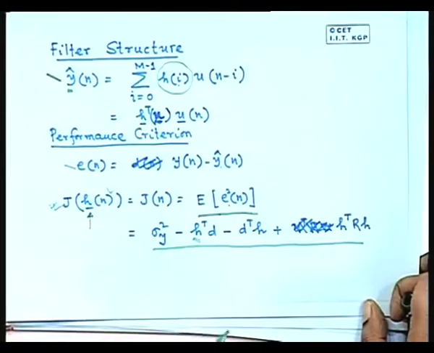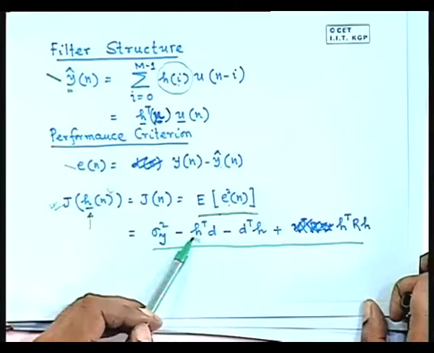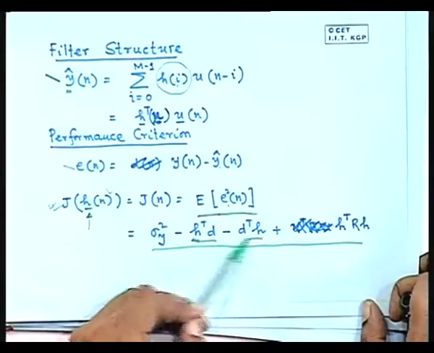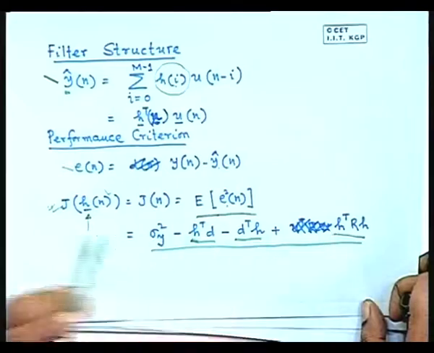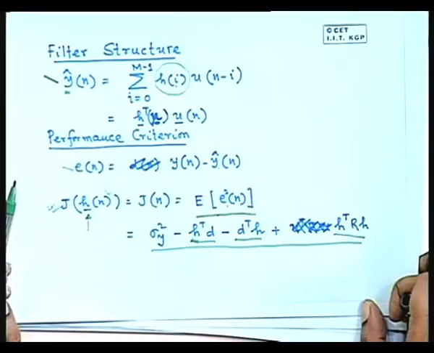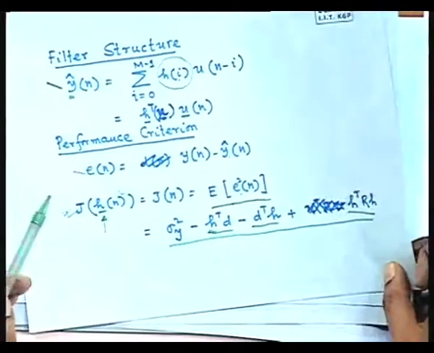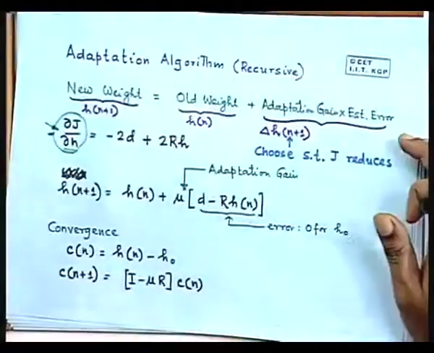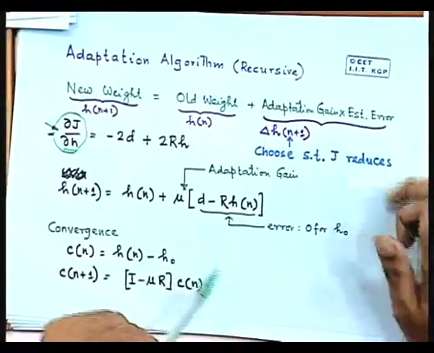So we find del J del H from here. That's very easy to find. This term will give you a D, this term will give you a D, and this term will give you 2RH. Right? So you get minus 2D plus 2RH. So del J del H is minus 2D plus 2RH.